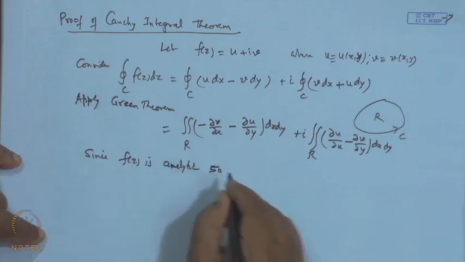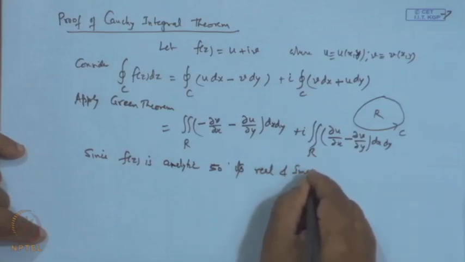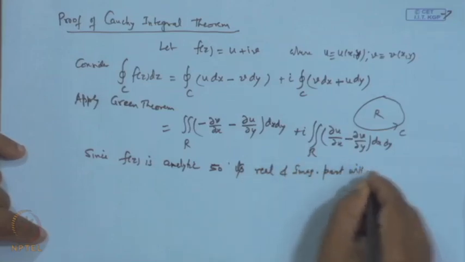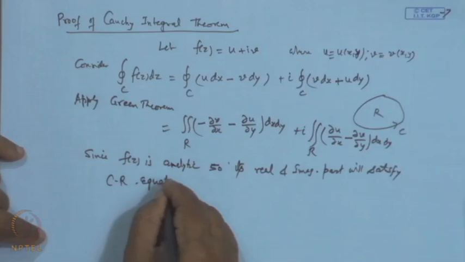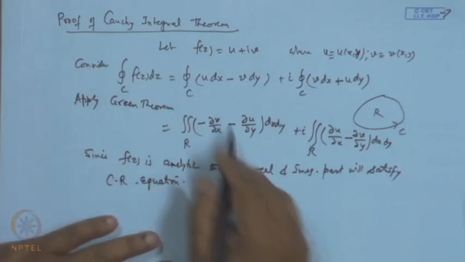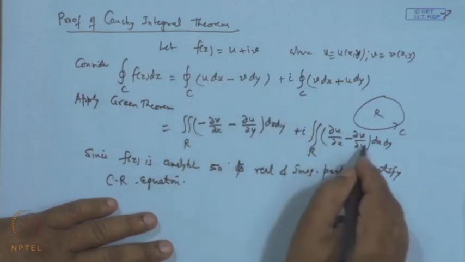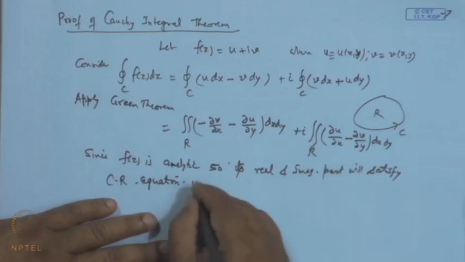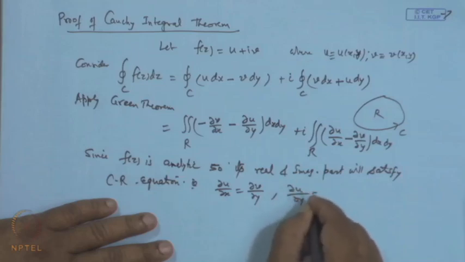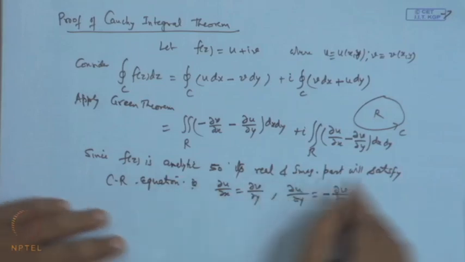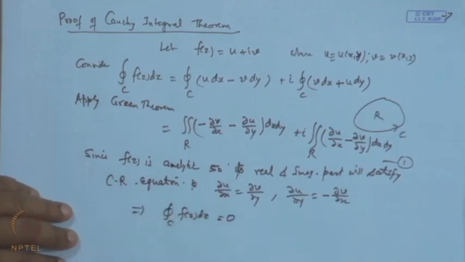its real and imaginary parts will satisfy the CR equations. So, u and v are the real and imaginary parts. By the CR equations, del u over del x is del v over del y, and del u over del y is minus del v over del x. So, the second part vanishes, and the first vanishes as well. So, this implies that the integral over C of f(z) dz is 0, and that is proved.